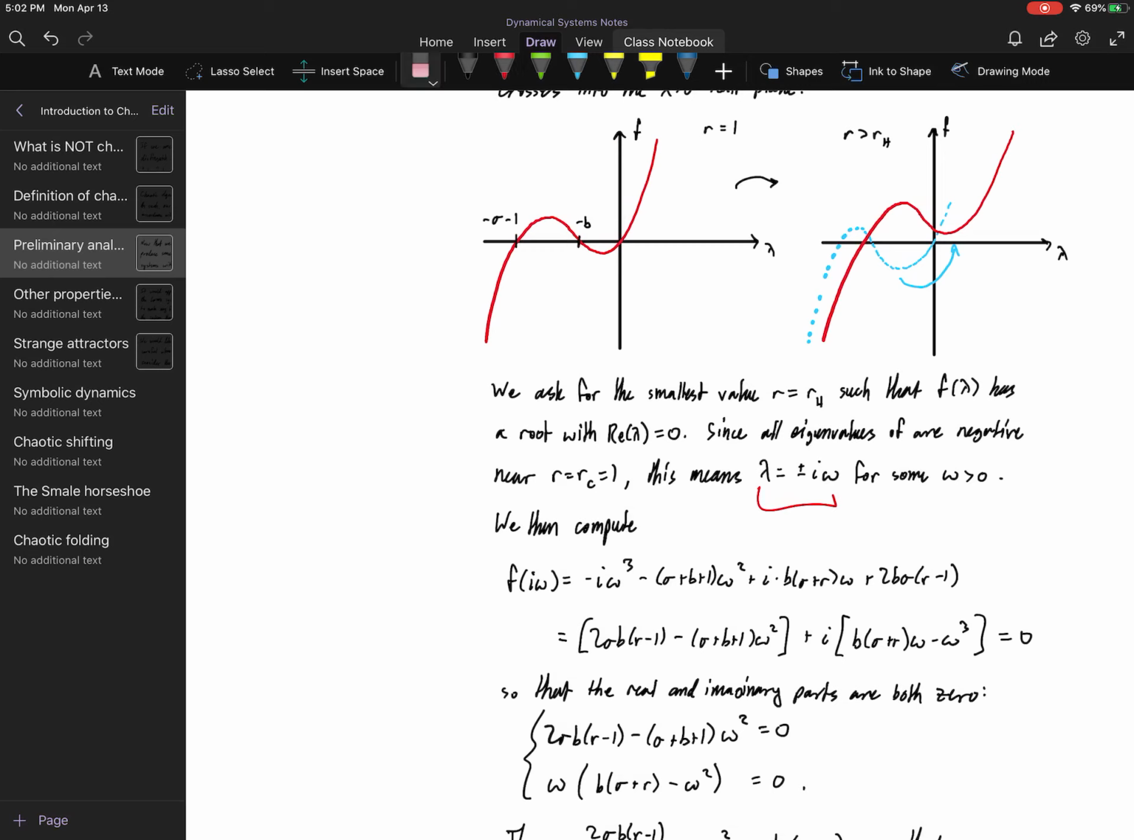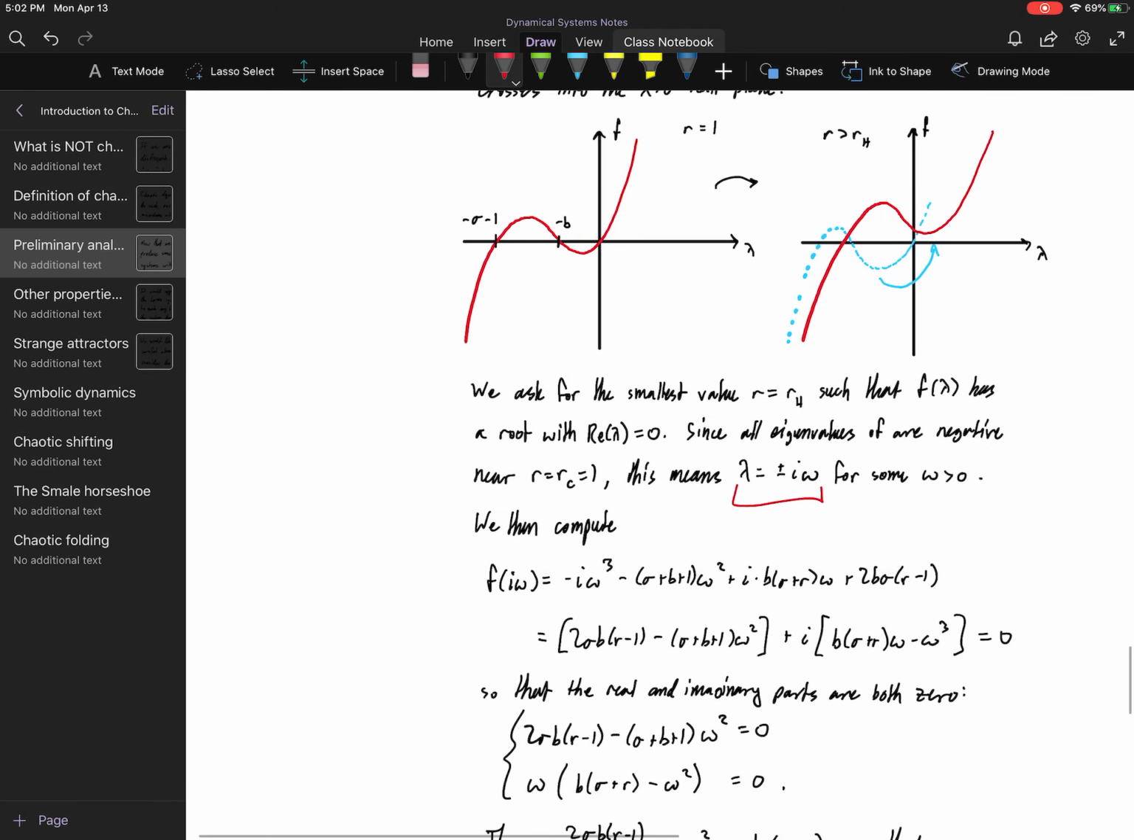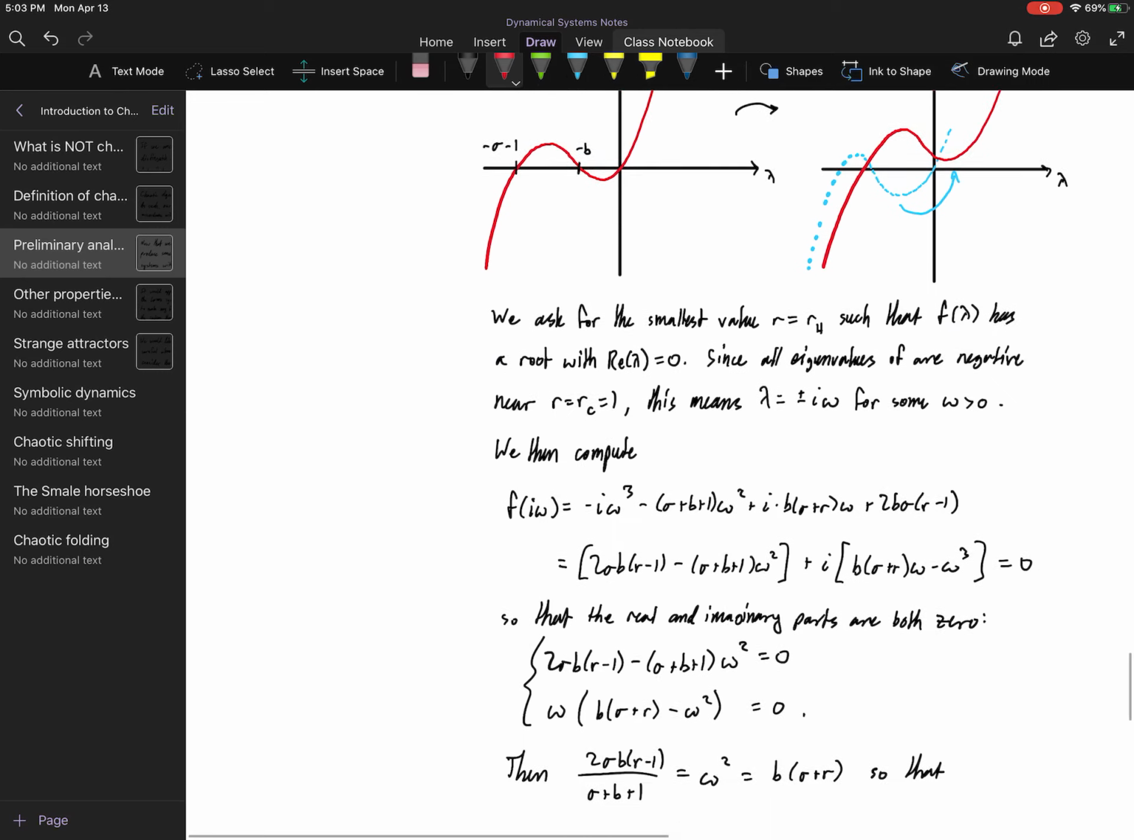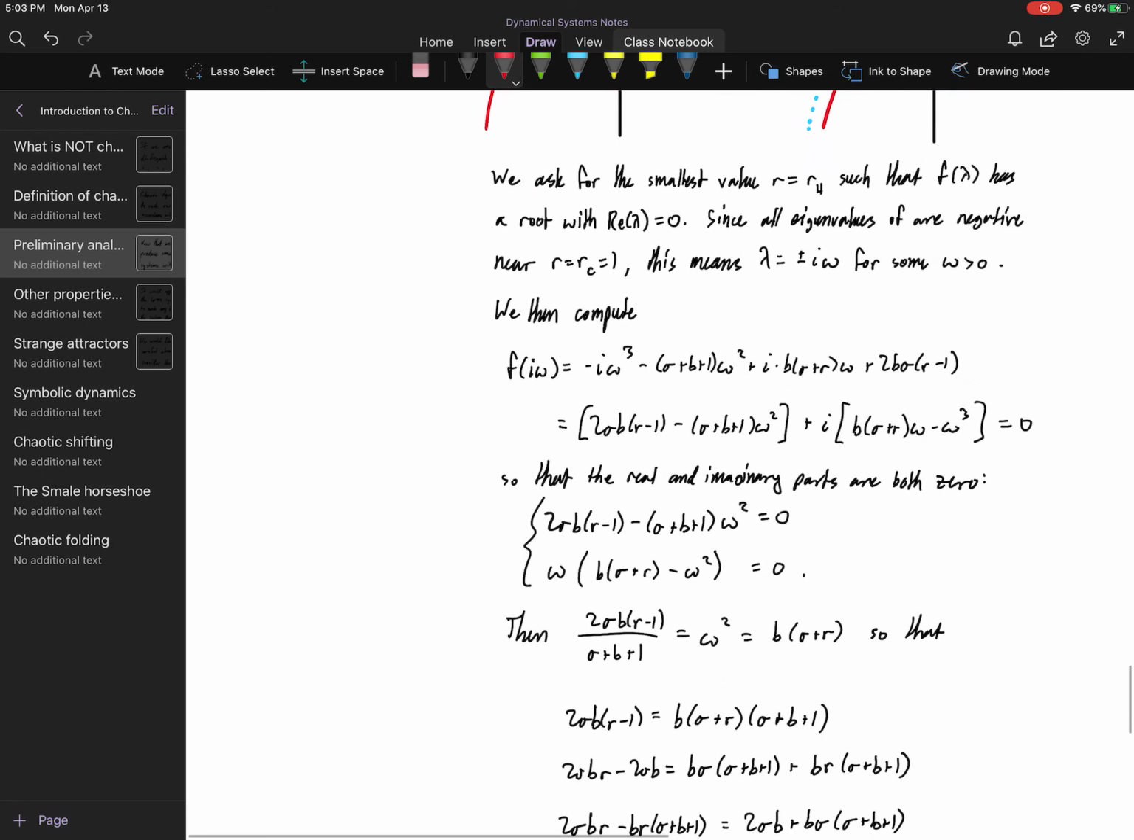So that means that our eigenvalues, as we find the location where our eigenvalues have a real part equal to 0, it means that they have to take this form. They have to be pure imaginary numbers with a non-zero frequency, or non-zero multiple omega. So if I substitute that into this characteristic polynomial f, I will wind up with the following expression, which I then need to set to 0.